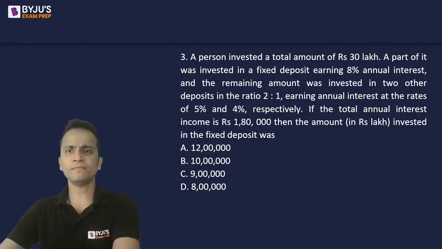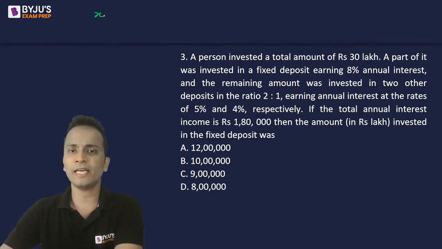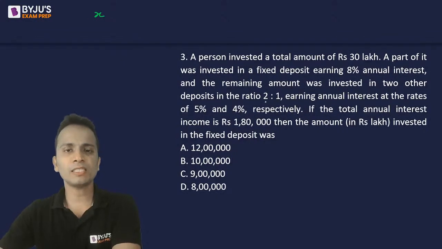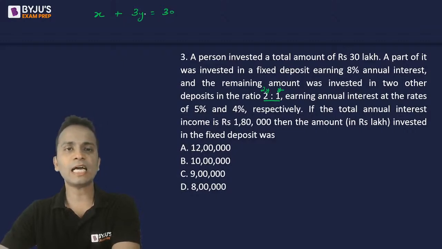Let's start. Now, first of all, the money is divided in two parts. The first part is invested in a fixed deposit, so let me call this first part X. The second part is divided in the ratio 2:1, so I'll assume it as 2y and y, which is 2y plus y, 3y. So the total money is X plus 3y, and that is 30 lakhs. So X plus 3y is 30 lakhs.